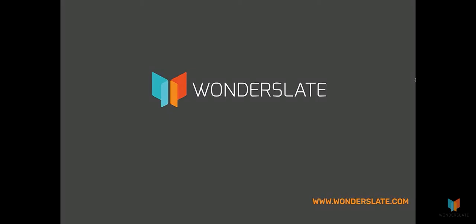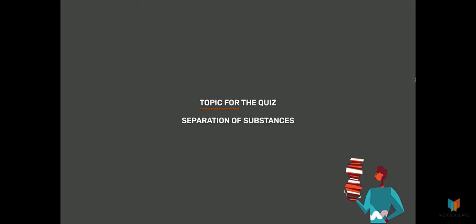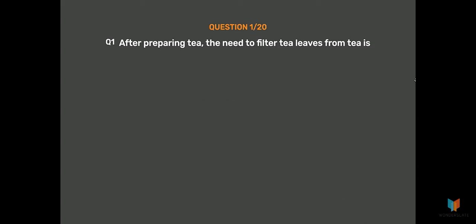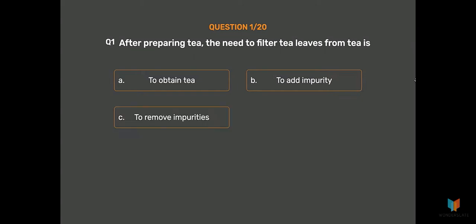Study materials. Topic for today's quiz is separation of substances. Question number 1. After preparing tea, the need to filter tea leaves from tea is option A. To obtain tea. Option B. To add impurity. Option C. To remove impurities. Option D. To get two useful components.